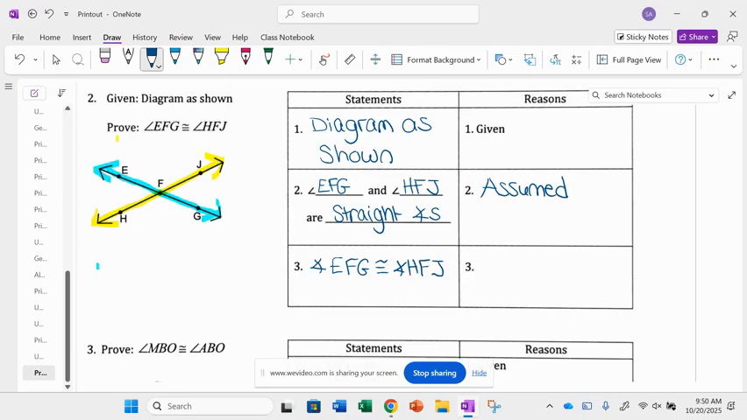Now, Jack told us they're congruent because they're straight angles. You cannot write "because they are straight angles." You cannot write that. What do we have to use? It's either a definition, a theorem, or a postulate. Is there a theorem about straight angles? Yeah, what does that theorem say? Good. So I'm just going to say straight angles are congruent.